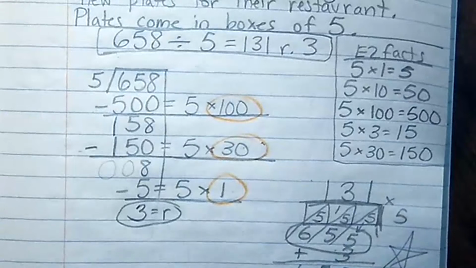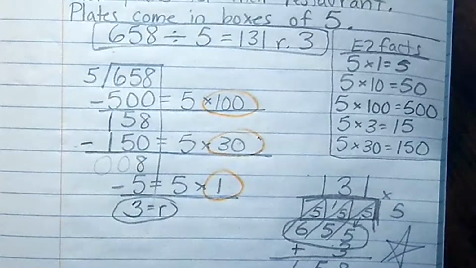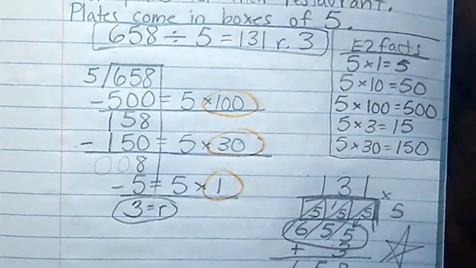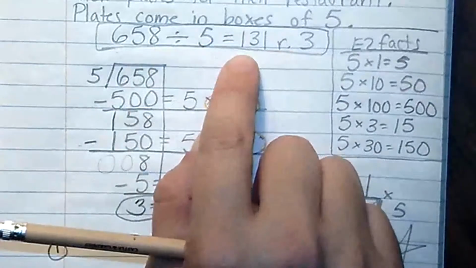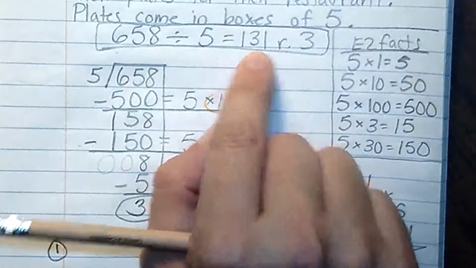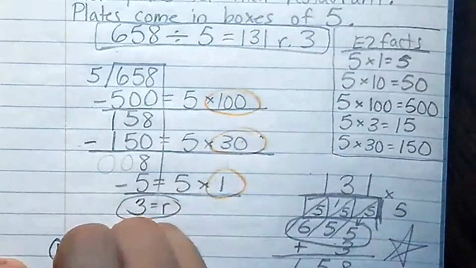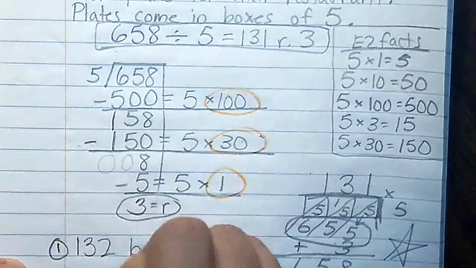All right, well, we did all this work, but we haven't answered the question yet. How many boxes will Narshe's auntie need to buy to get 658 plates? How many boxes will she need total, looking at these numbers? Will 131 give her enough boxes? No, I can picture these 3 still sitting at the store. So she doesn't need 131, she needs 132 boxes. Good.